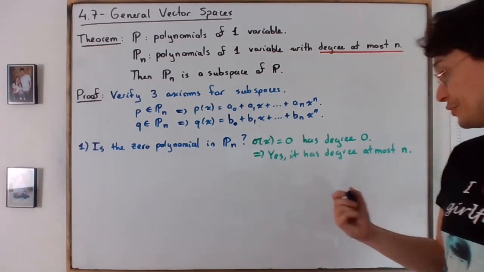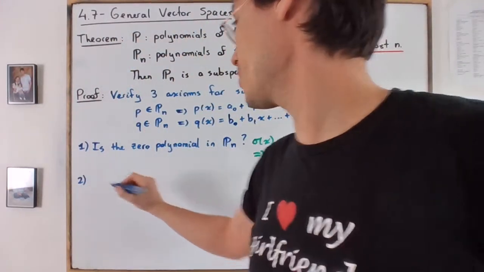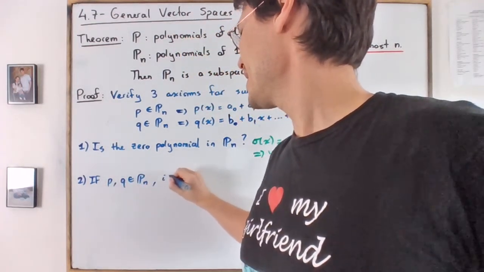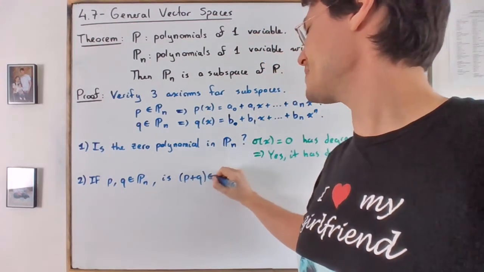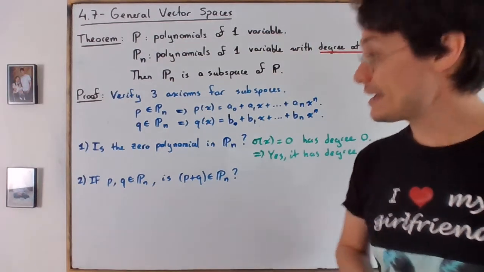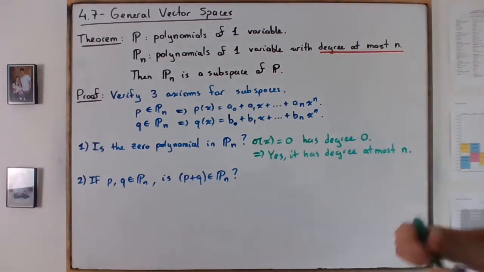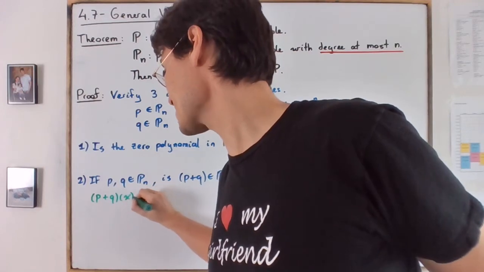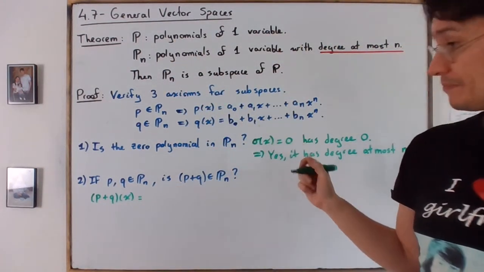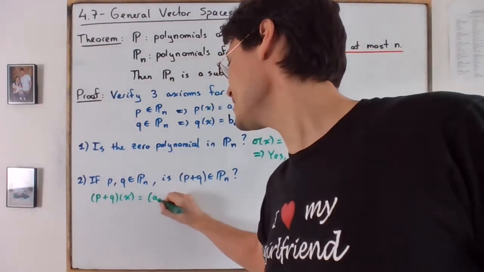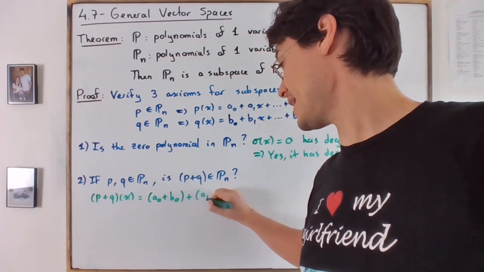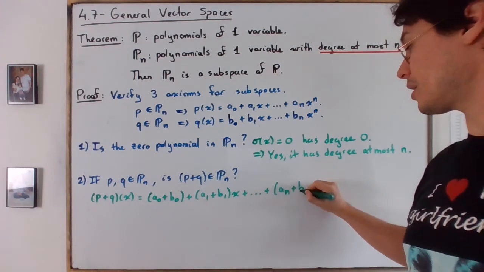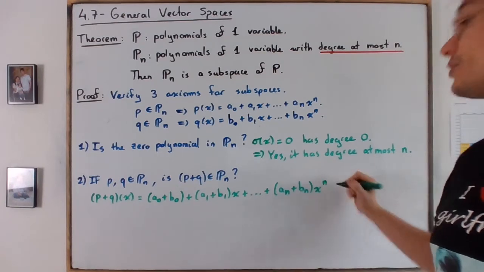Now, axiom number 2, we want to ask: if P and Q are in Pn, is P plus Q an element of Pn? And for that, we have to write down what is P plus Q. So I'm going to write it underneath because I'm scared of missing space. P plus Q of x with the P and Q that I wrote over here, I can say it's going to be A0 plus B0 plus A1 plus B1 x plus all the way up. In other words, remember that's how addition of polynomials is defined. You add up the coefficients.